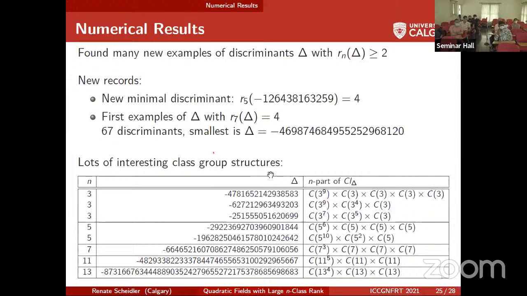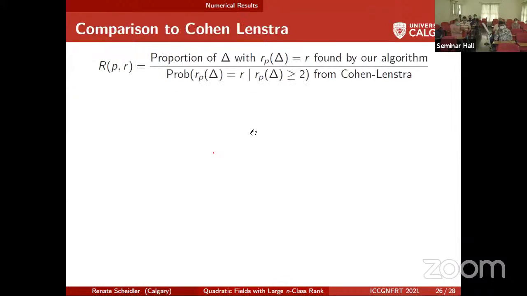So we had a lot of these class groups also available, but not all of them. Okay, now the last thing I want to just briefly talk about is how does our algorithm yield compare to what Cohen-Lenstra predicts? Cohen-Lenstra predicts that the proportion of quadratic fields with P class rank equal to R is roughly P to the minus R squared.